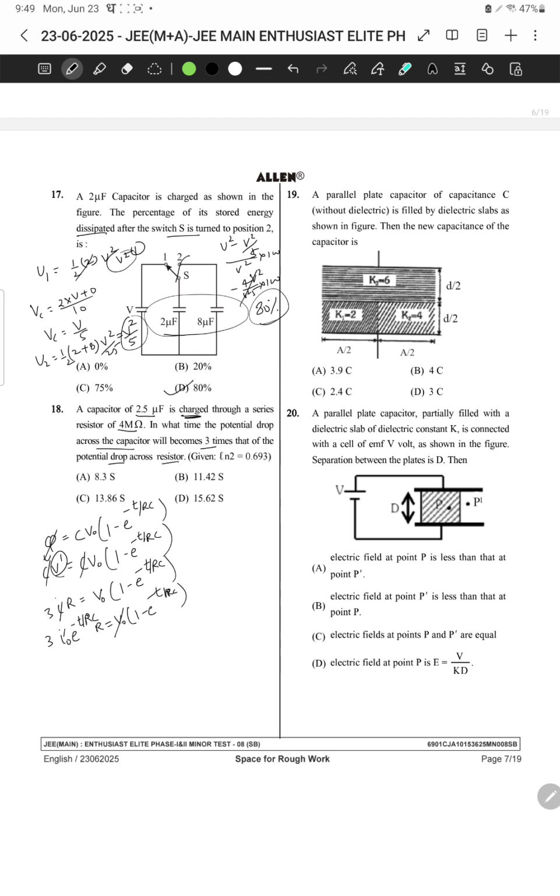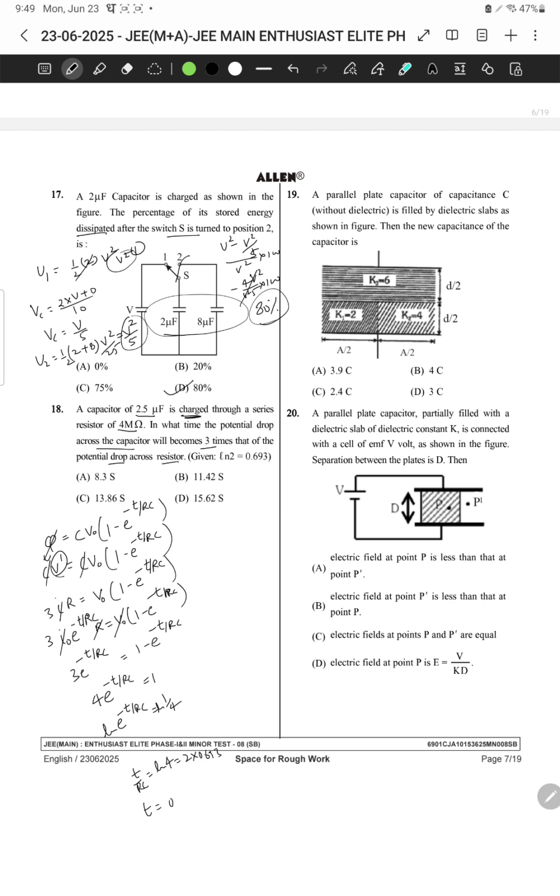So V naught is equal to I naught R, which is like the maximum current. So 3 e to the power minus t by RC is equal to 1 minus e to the power minus t by RC. Now we just need to solve it. 4 e to the power minus t by RC is equal to 1. e to the power minus t by RC equals 1 by 4. If you take ln on both sides, t by RC is equal to ln 4, which is 2 into 0.693.